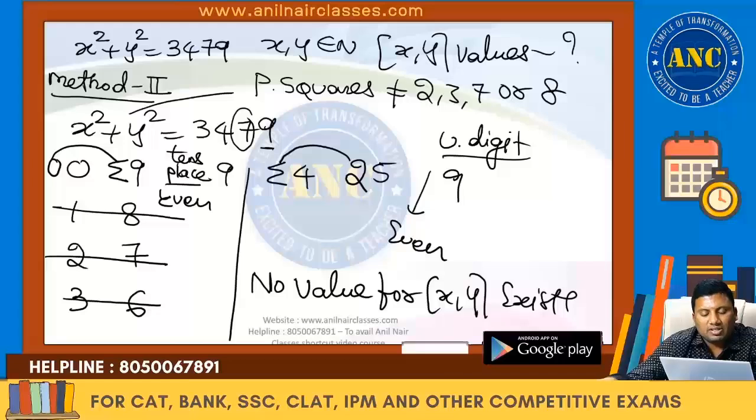4 plus 5 is 9. Even plus even is even. 0 plus even is even. The tens place should be even. But according to the question, the tens place is odd. Therefore, no value for x, y exists.